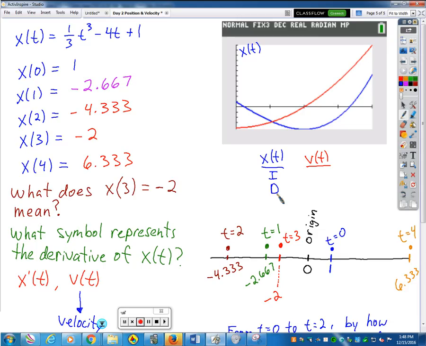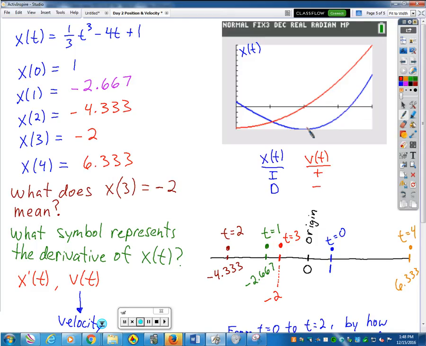Go, Russell. Positive or negative? Positive, negative, 2 more for Russell. So everyone look at the board. During what time period is the position decreasing? Raise your hand if you can see it, please, all who know. Position is the graph in blue. During what time period is the position decreasing? McCall says from time 0 to time 2, the graph of position goes down. You got that? 3 points from McCall.